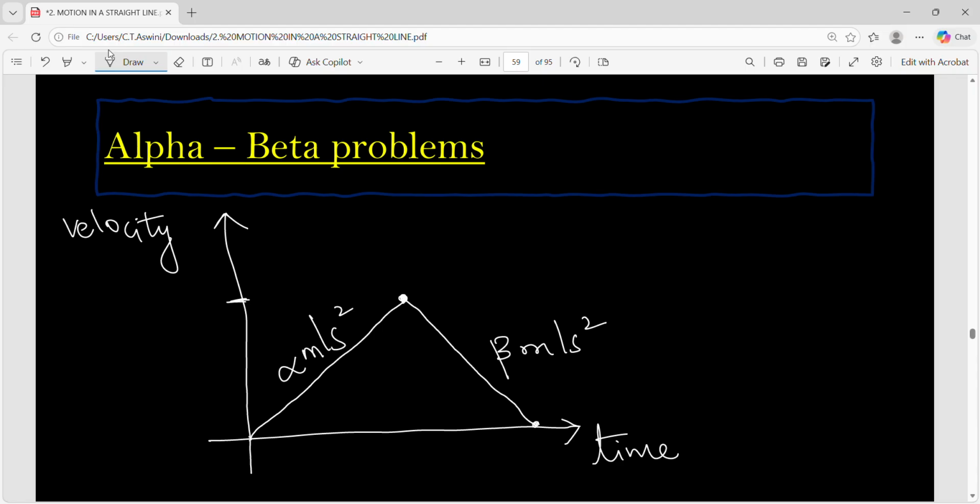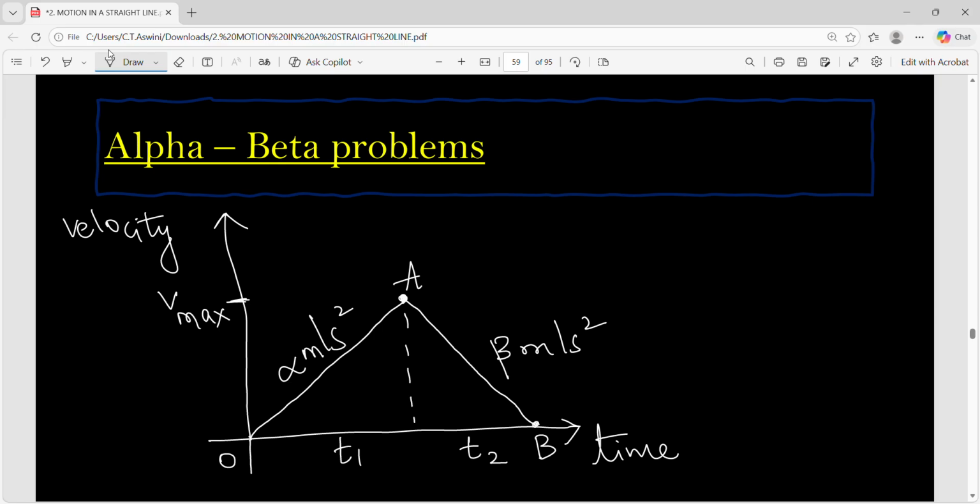So, if I take the time for acceleration as t1 and the time for deacceleration as t2, then what will be the total time? It will be t1 plus t2. And can you tell me where will be the maximum velocity of the body? If I denote it as O, A, and B, can I say at A, the body will have maximum velocity because it was accelerating till A, and after that, it was deaccelerating. So velocity of the particle is maximum at point A.